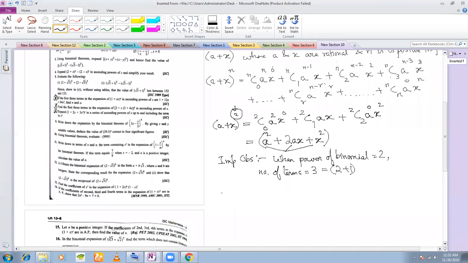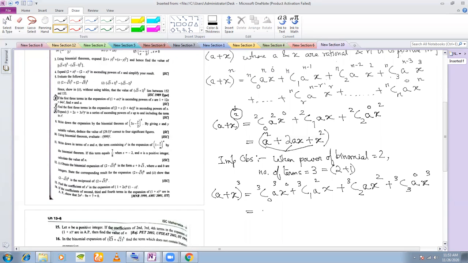Let us try (a plus x) whole cube, how to expand by binomial theorem. So first of all, we have 3c0 a cube x to the power of 0. Next 3c1 a square, and you increase the power of x by 1. 3c2, you reduce the power of a by 1 again, increase the power of x by 1. And finally, we have 3c3, the power of a reduced to its minimum 0, and the power of x is at its maximum.